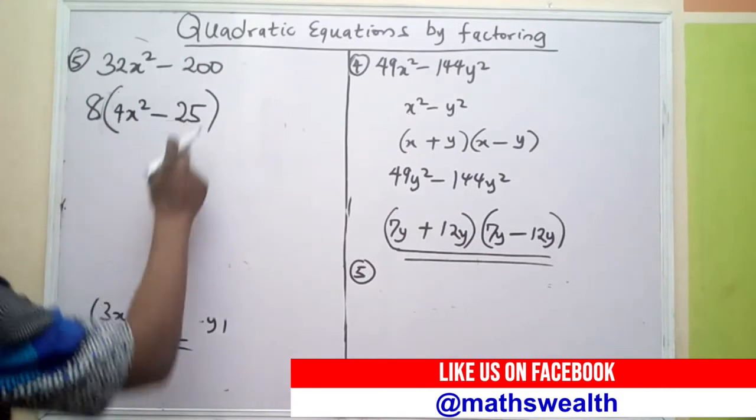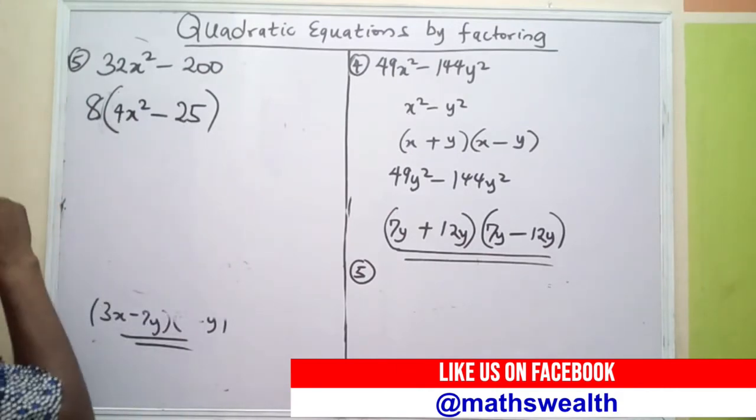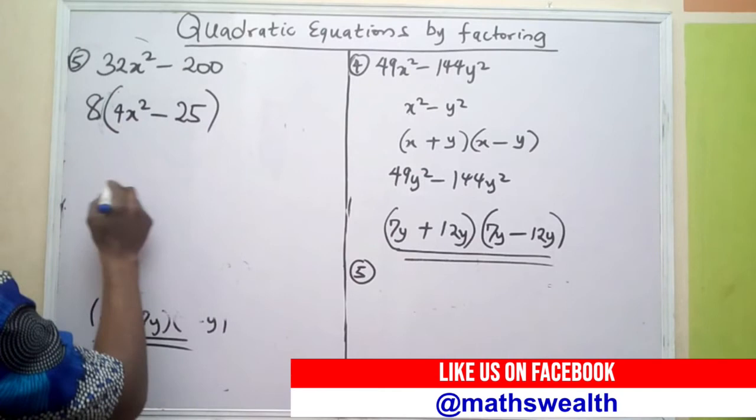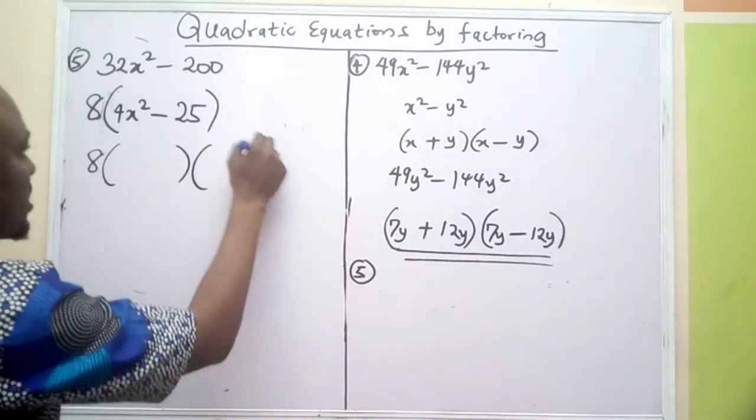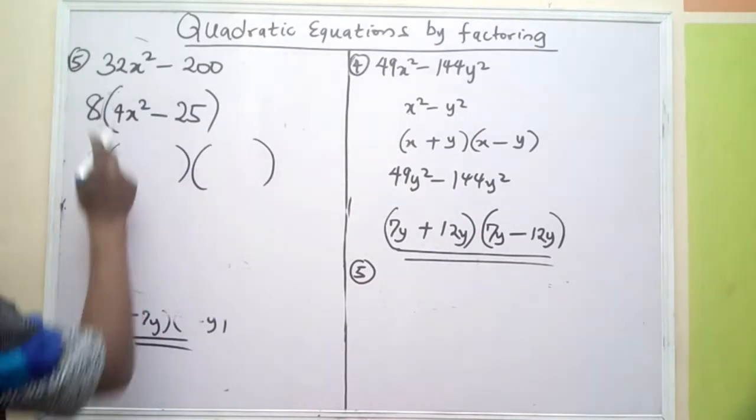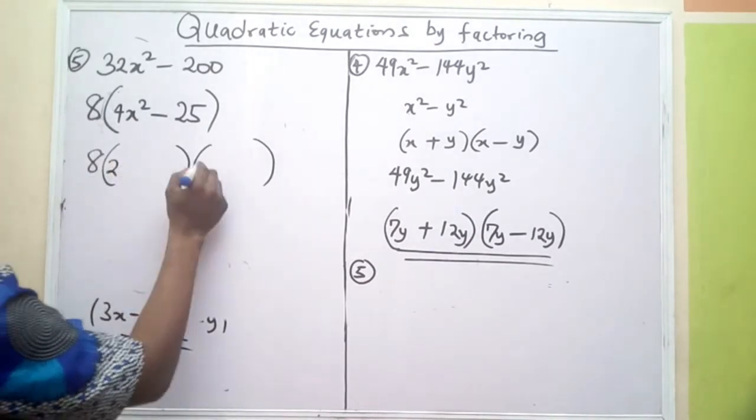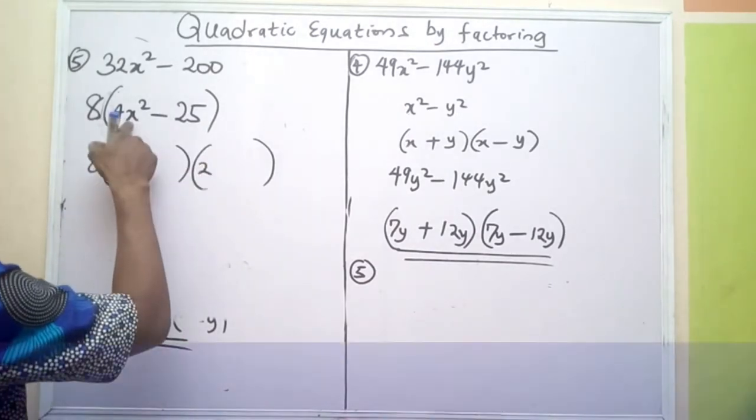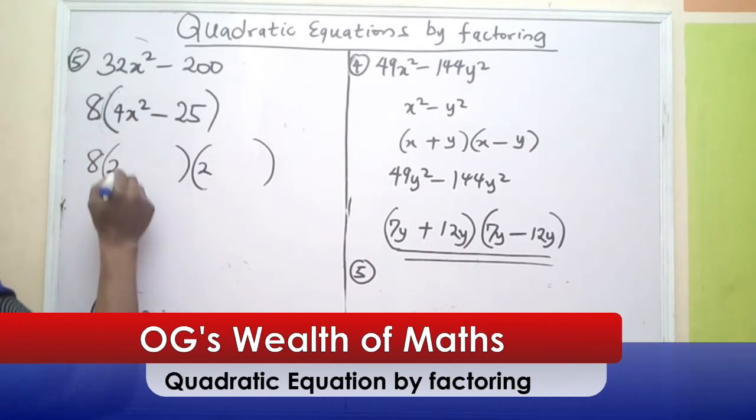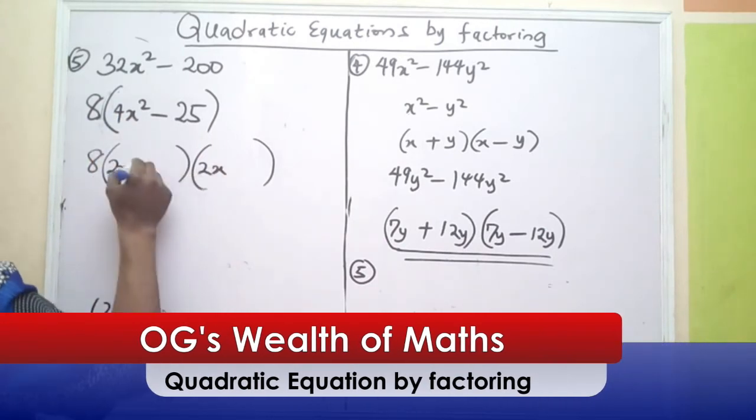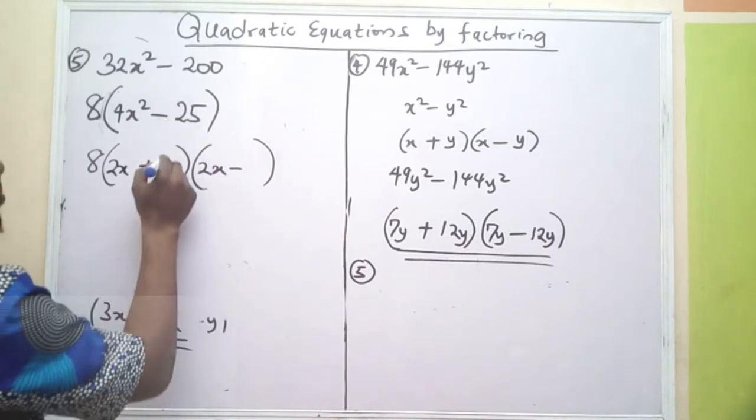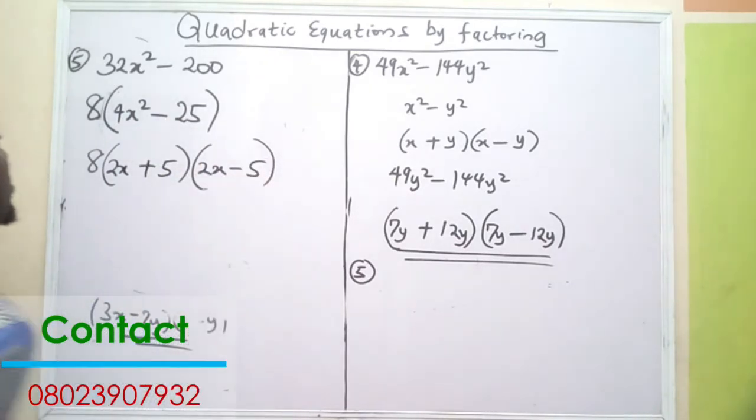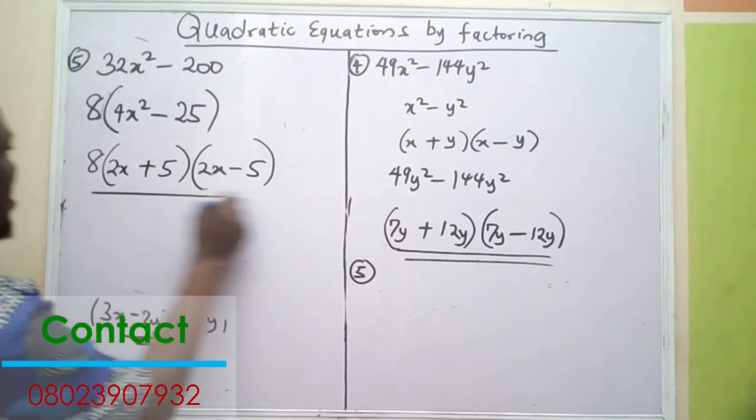Now in this sense I have the perfect squares, so I'm going to write 8 with two brackets open. The square root of 4 is 2, so I'll write 2 here and 2 here. The square root of x squared is x, x here and x there, with plus and minus. The square root of 25 is 5, so 5 and 5. So that is my answer.